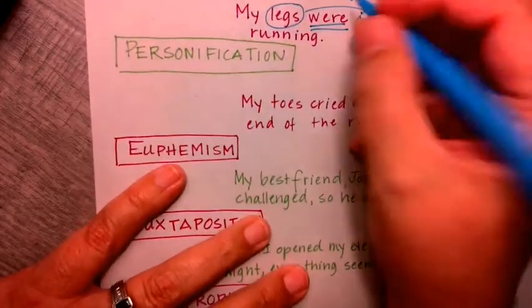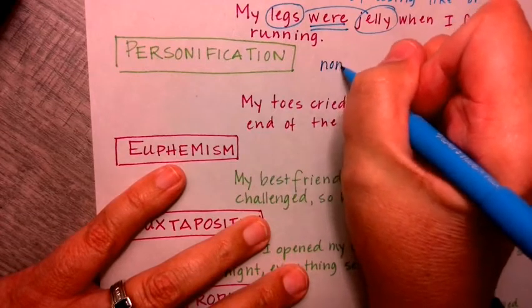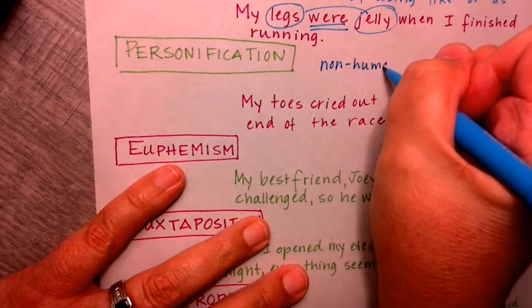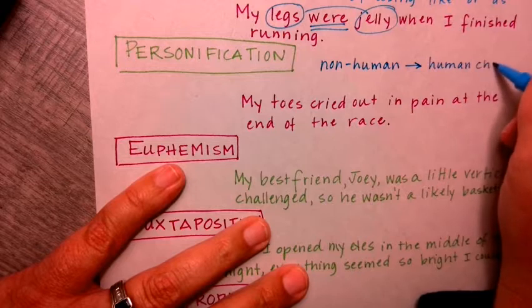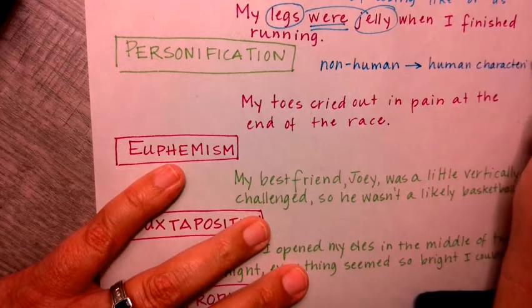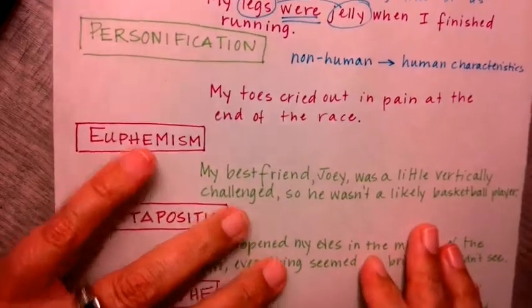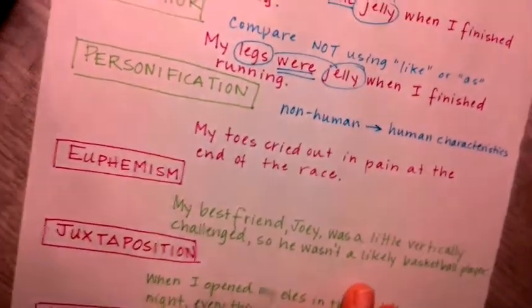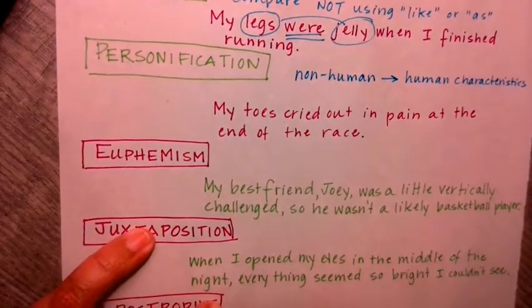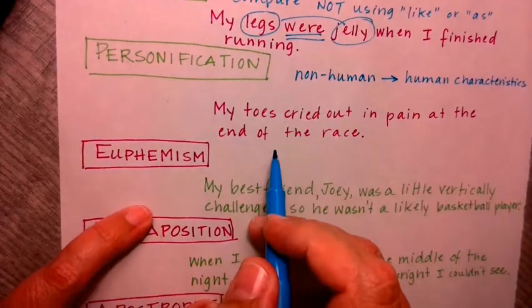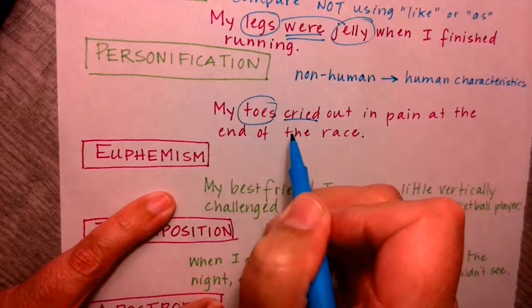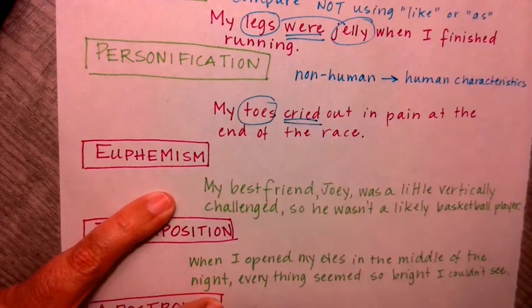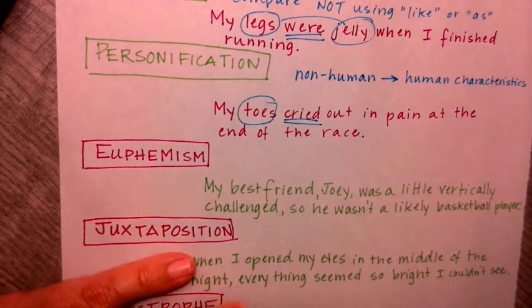Okay, personification. You're giving a non-human thing human characteristics. Oops, that is a really long word, isn't it? Okay, so personification could be something like, my toes cried out in pain at the end of the race. Well, toes don't cry, right? So toes are the non-human thing, but crying out makes them sound human. So that would show your reader how much your toes were really hurting by the end of the race.